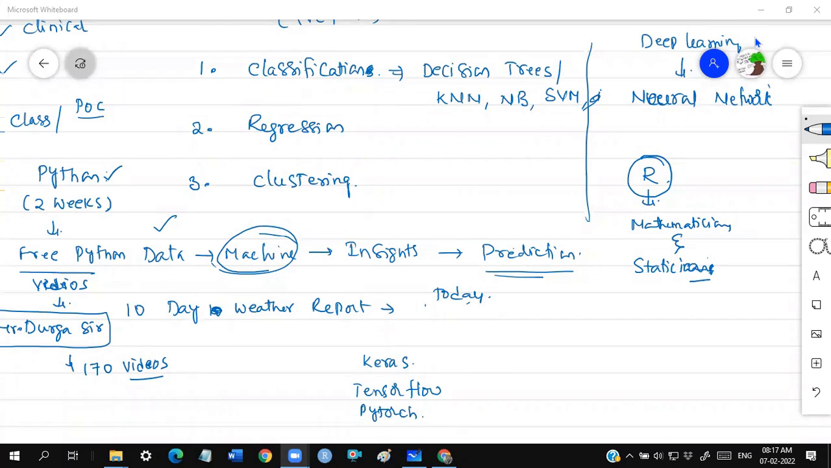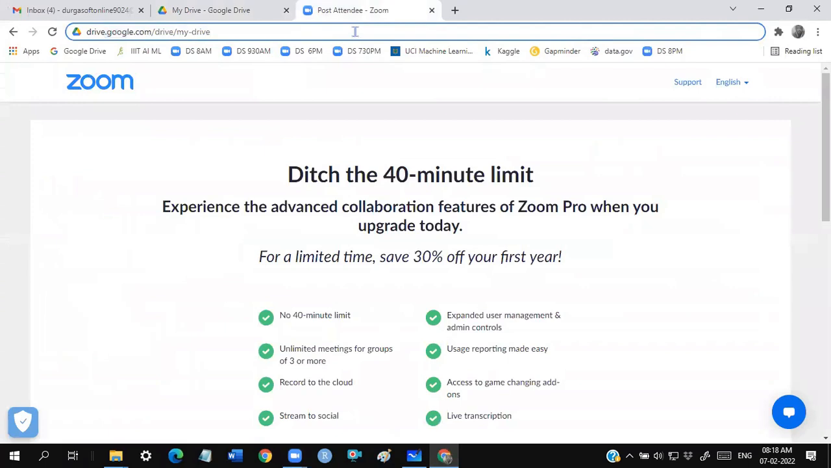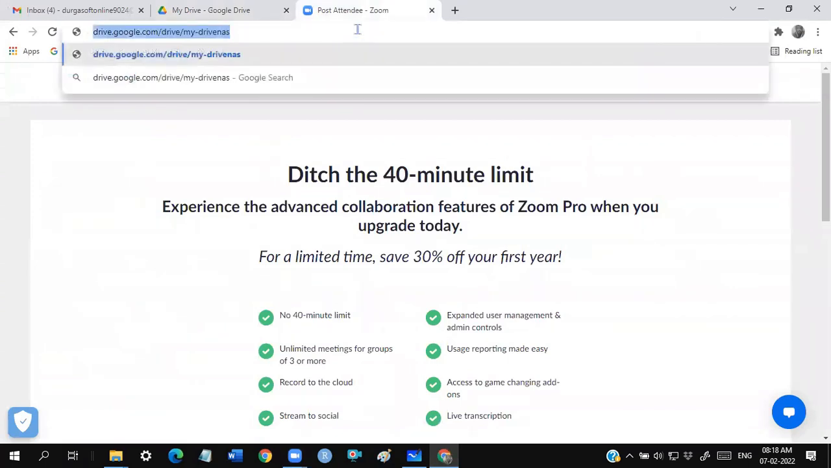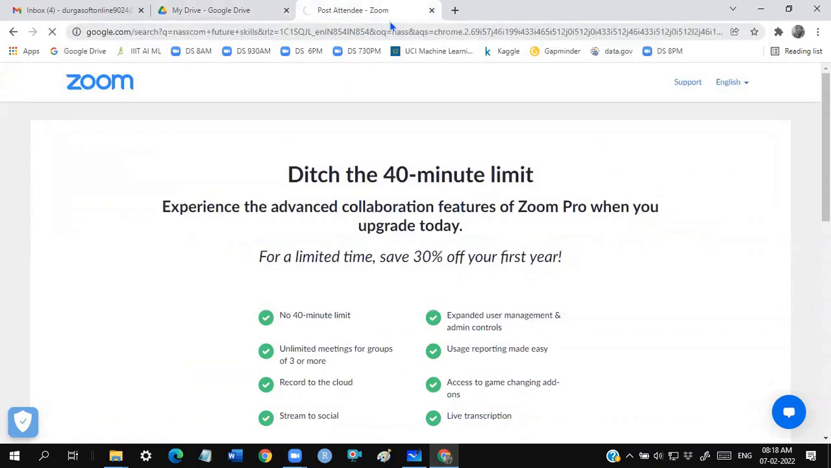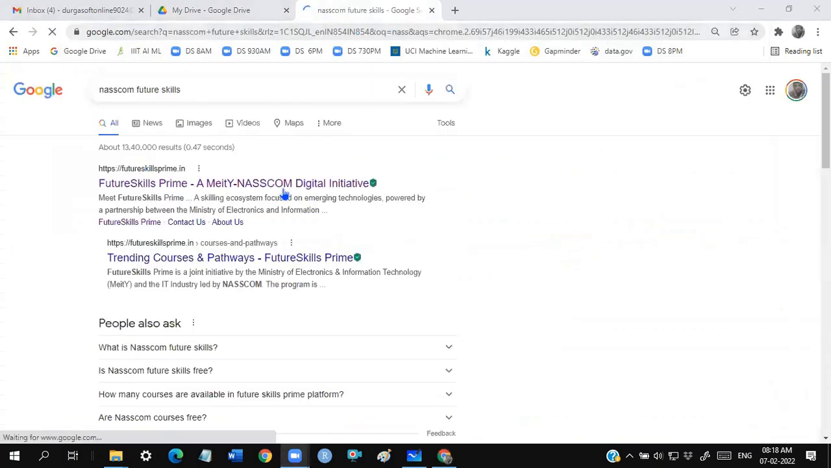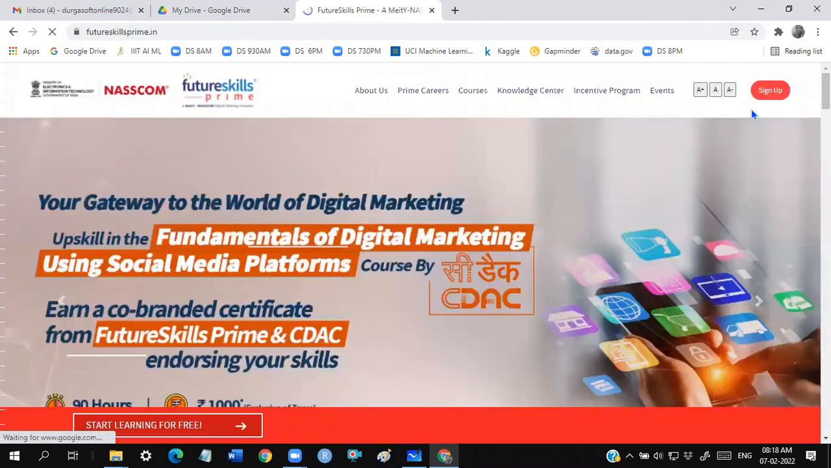For doing that, yes, absolutely, we will get assistance also. The assistance will be given only there. So there are some online platforms, like NASSCOM. There is a NASSCOM certification program. These are the Future Skills Prime, a NASSCOM digital initiative. You have to register with this particular Future Skills platform.